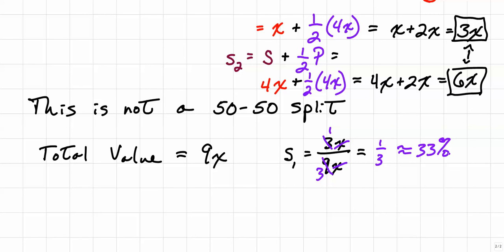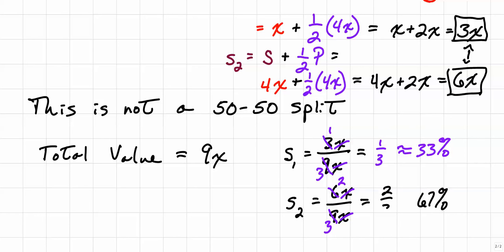Therefore, the other side, side 2, will have to be equal to 66%, or 67%. Because if we actually did the division of 6x over 9x, we divide out the x's. 3 goes into 6 2 times, 3 goes into 9 3 times, and that's going to give me 2/3, which will round to 67%. So now that's the value for both sides of the pizza based upon this division.